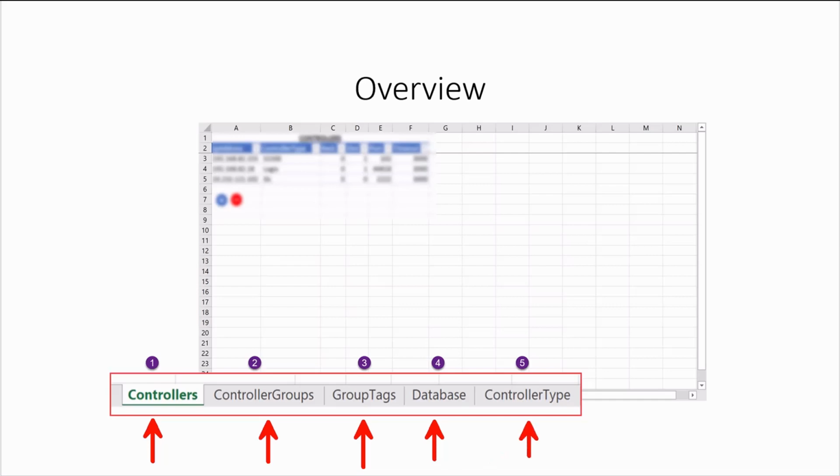Controller type. This worksheet is protected and should not be changed. It contains information on the supported PLCs and their supported data types. Okay, here we are in the PLC Excel installation directory, and in the files folder we can locate the Excel monitoring configuration file.